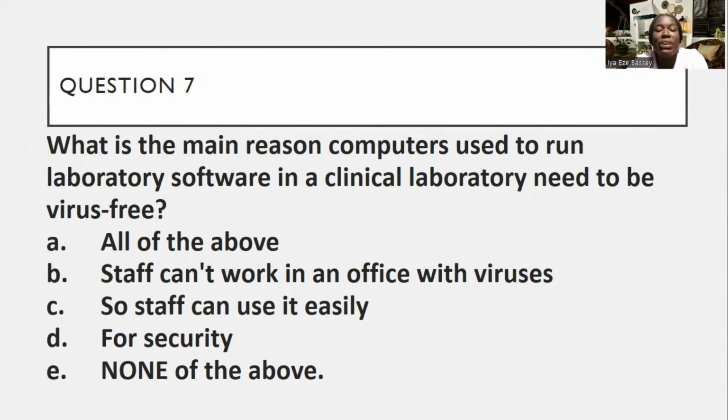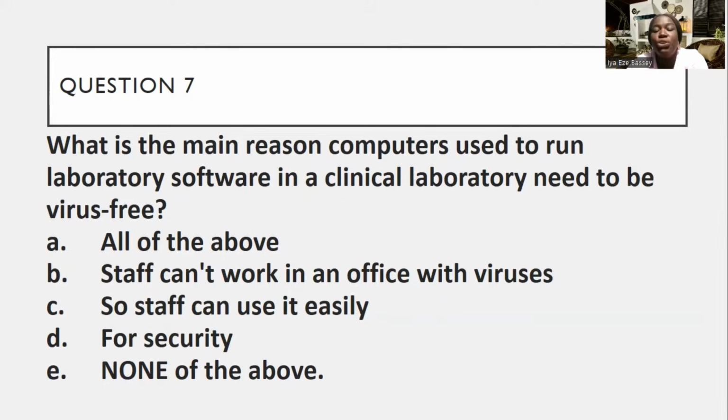So what's the main reason? Number 1, staff can't work in an office with viruses. That is serious. We're talking about software, remember. Staff can use it easily, so that staff can use it easily. That's serious. Then D, for security. E, none of the above.